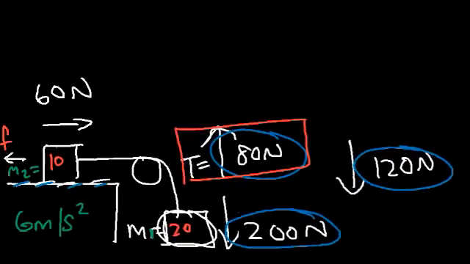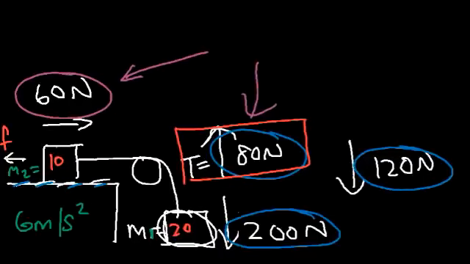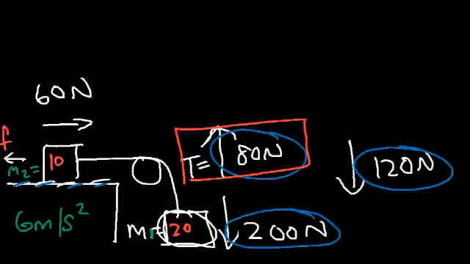Now, how is that possible? Is that answer correct? Because this force is 60. In the last example, these two forces were equal. So what's going on here? Is the tension force 60 or is it something else? Now, whatever you do, don't forget about friction, because we still have friction.